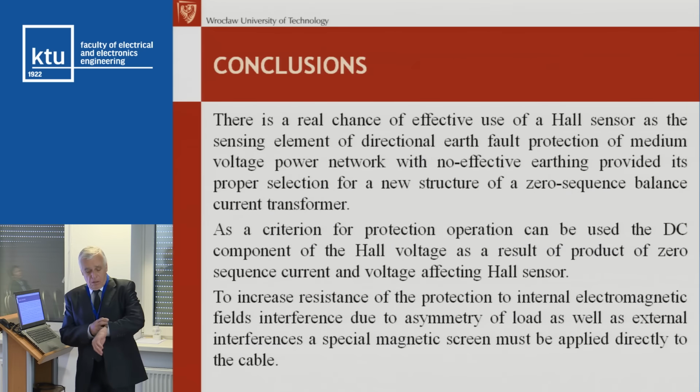Any conclusions? There is a chance to use Hall sensors as a sensing element of directional earth fault protection for medium voltage power networks with no effective earthing, provided the proper selection of a new structure of a zero sequence current transformer. As the criterion for protection, we use the DC component of the Hall voltage as a result of the product of zero sequence current and the voltage affecting the sensor. However, to increase the resistance of the protection to internal electromagnetic field interference, therefore asymmetry of load as external interference, a special magnetic screen must be applied.